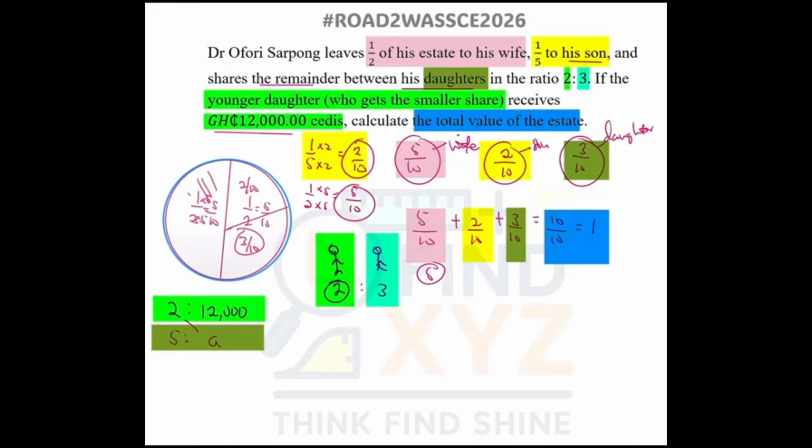Then we can cross multiply and say that 2A is equal to 5 times 12,000. That will give us 60,000. This divided by 2, this also divided by 2. So we have A to be equal to 30,000. So it means that the amount that was shared among the daughters was 30,000 Ghana cedis.